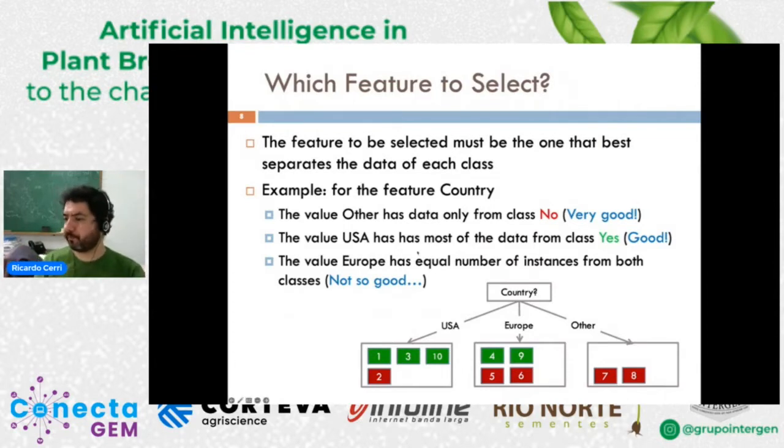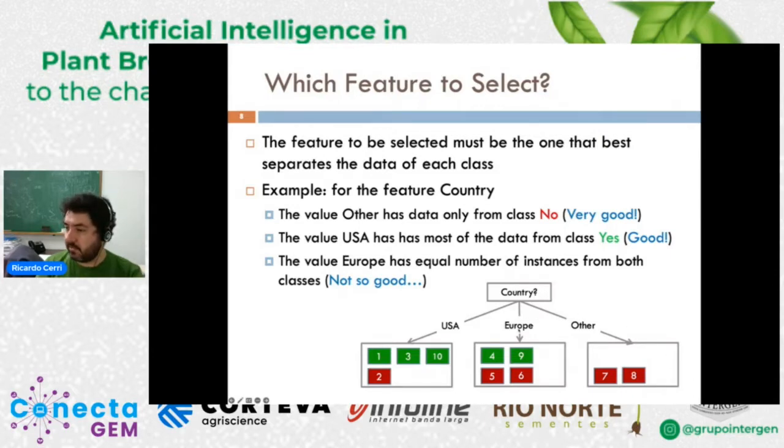Okay, so if we look at, for example, the subsets created by the feature country, let's see how the subsets were created. If we look at this subset here, for the value other for the feature country, we have only data for the class no. So this is a very good division.